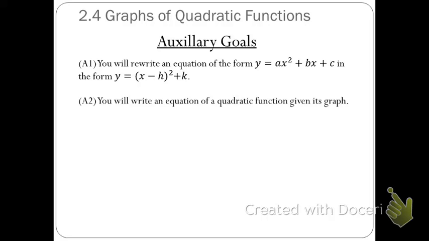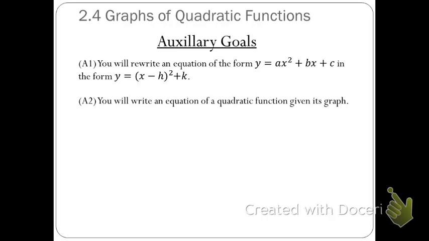Welcome. Alright, so what we've got to accomplish today is this. It's the second auxiliary goal for section 2.4, where instead of being given the equation of a quadratic function and writing its graph, or making its graph, we're going to write an equation of the quadratic function if we're given its graph. Alright, and in order for this to make sense, I need to review a couple things with you.